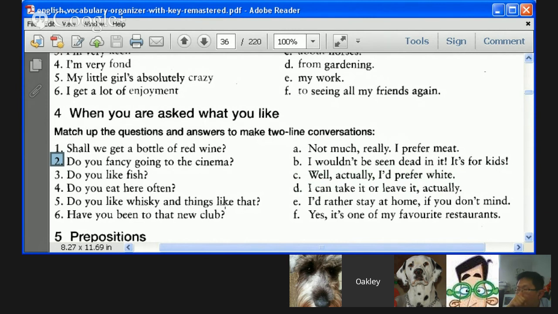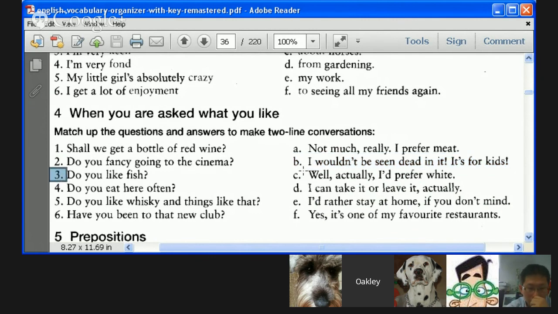Very good, Jackie. No problem. Hey, Bear, come on back, wherever you are. Max, number two. Do you fancy going to the cinema? Okay. E, I'd rather stay at home, if you don't mind. Yes, that is the correct answer. A couple of the other answers are very funny, though. I wouldn't be dead in it. Makes me laugh.